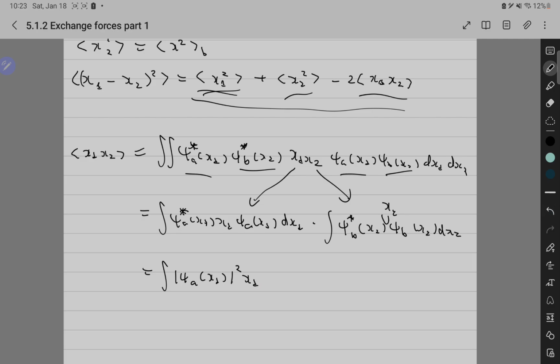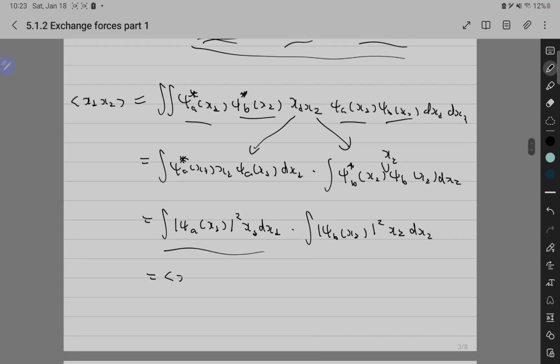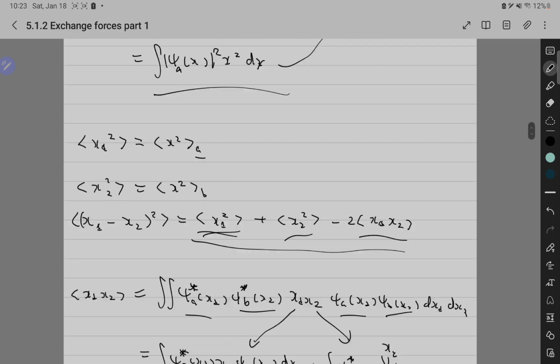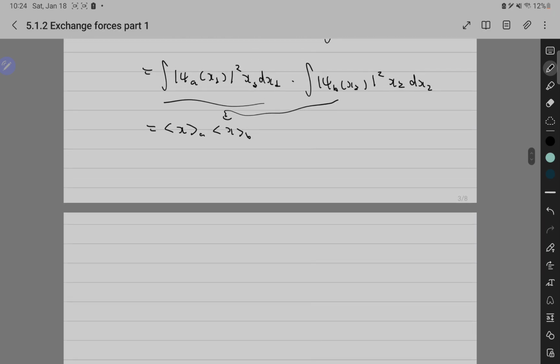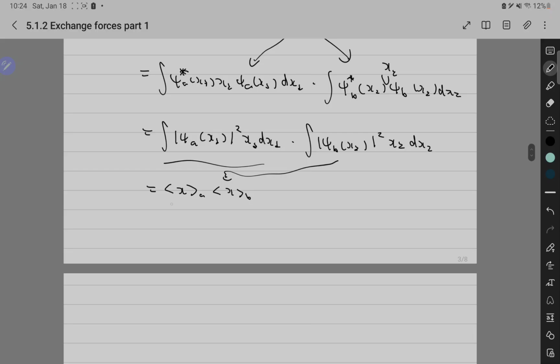So what you get is the integral of psi A conjugate x1 times x1 times psi A x1 dx1, don't forget that, times the integral of psi B conjugate x2 times x2 times psi B x2 dx2. And if you simplify, the first part is just going to be the expectation value of x A, and the second part is going to be the expectation value of x B, following similar logic to what I did above. You just have to check the expectation value of x yourself to know this.